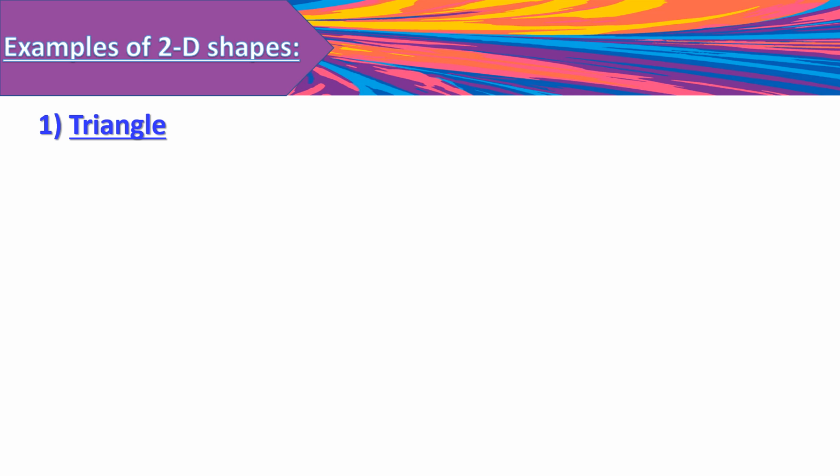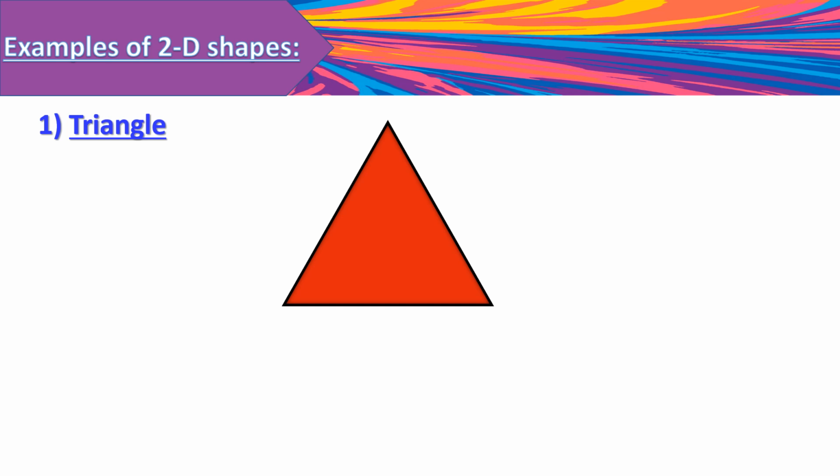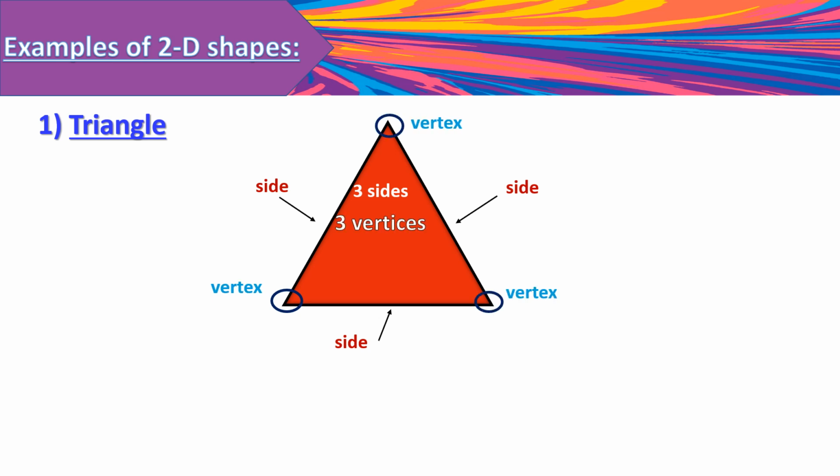Then we have examples of 2D shapes. First, triangle. This shape is called a triangle. How many sides does it have? 1, 2, 3. So it has 3 sides. How many vertices? First vertex, second vertex, third vertex. They are 3 vertices.